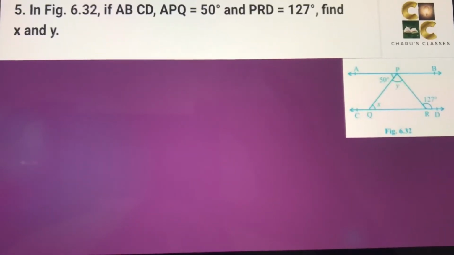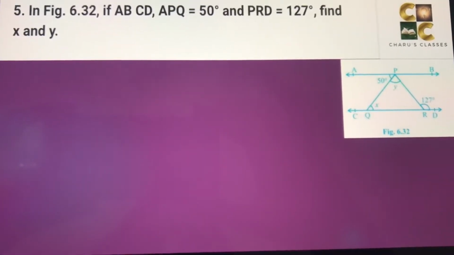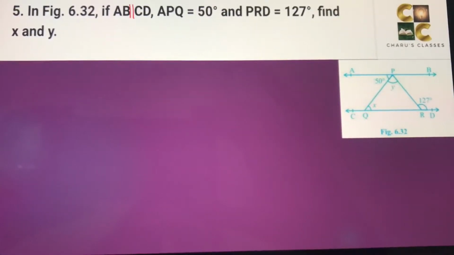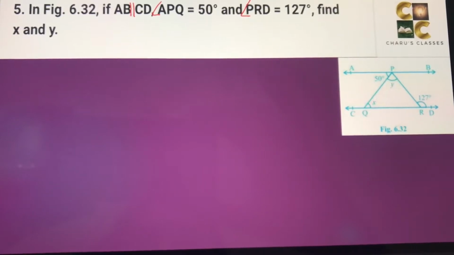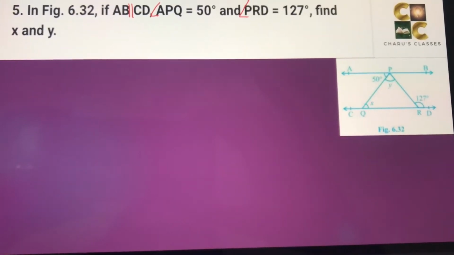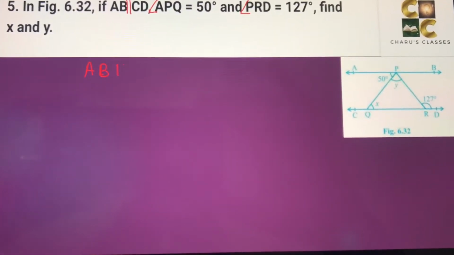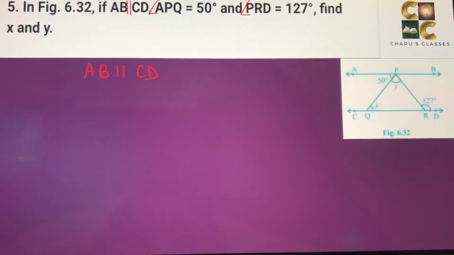Question number 5. In figure 6.32, AB is parallel to CD. Angle APQ is 50 degrees and angle PRD is 127 degrees. Find X and Y. Now it's given that AB is parallel to CD.